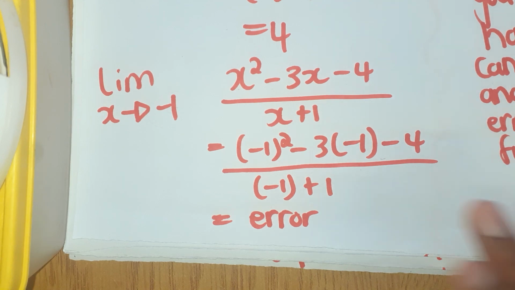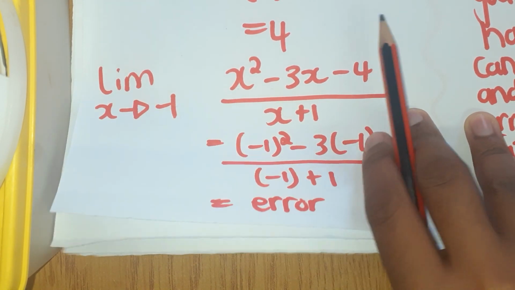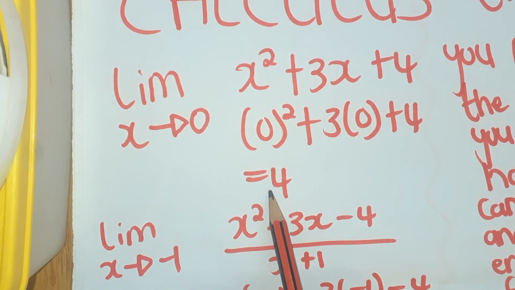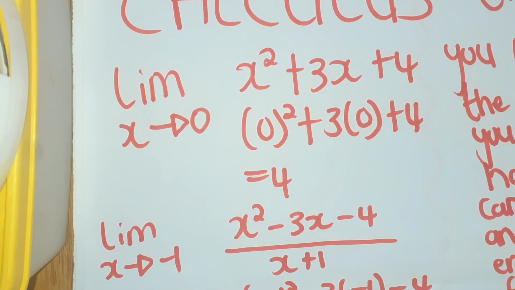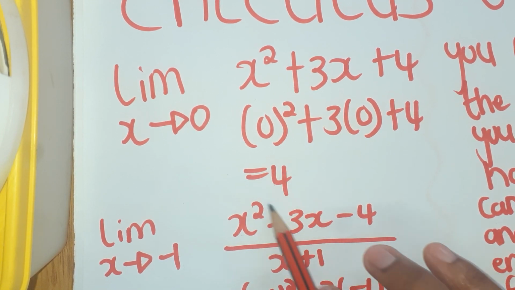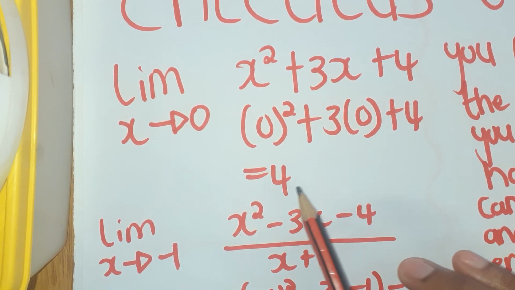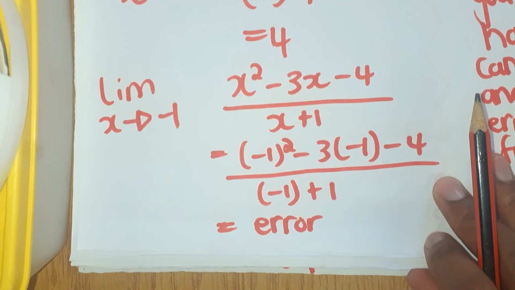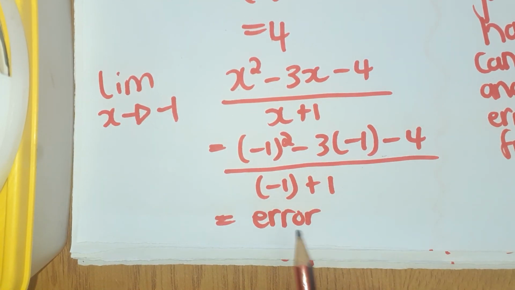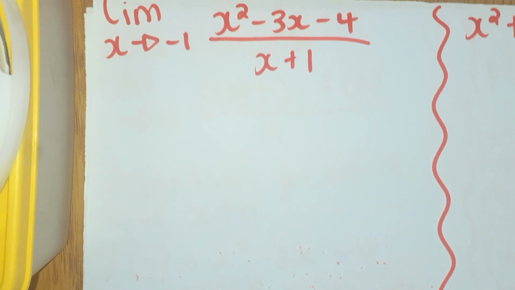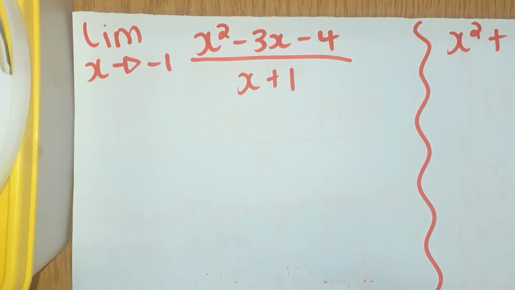So remember, when you plug in the limit into the equation and it gives you a number from 1 to infinity, or even a -10, as long as it's not error, you are fine. You leave it like that. But when you get error, you have to factorize. Now I am going to show you how we will factorize this.